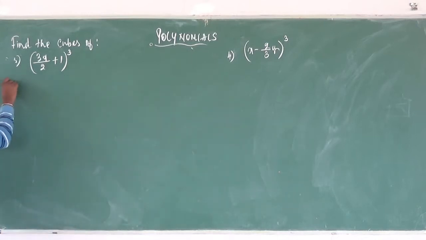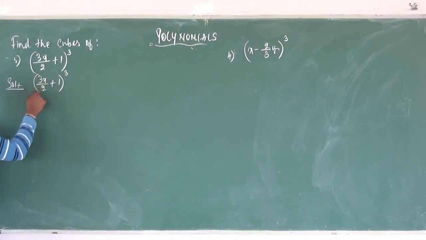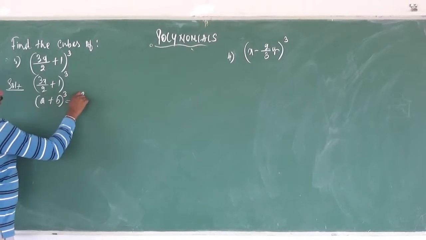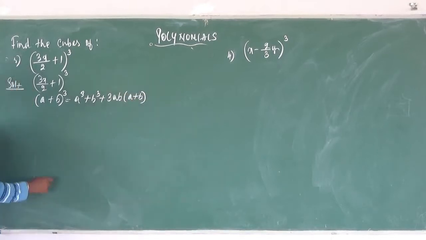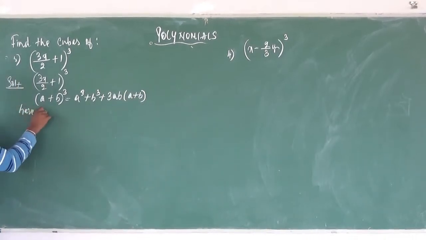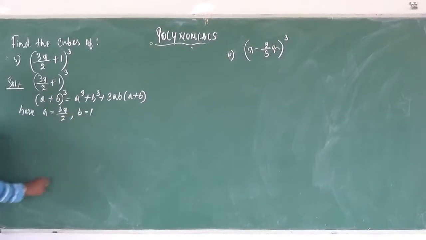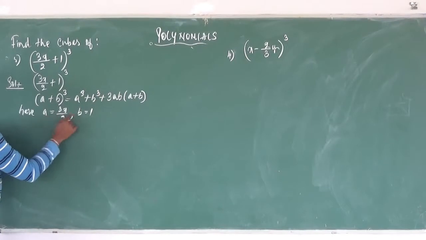Let us go with this. So (3x/2 + 1) whole cube is there. So a appears to be in the form of a fraction, that is 3x/2, and b is 1. In between the terms we have a plus sign, so this looks like (a + b) whole cube, which can be written as a cube plus b cube plus 3ab into (a + b). Let us write down what is a and what is b. So here a is 3x/2 and b is 1. In the formula (a + b) whole cube, we will substitute the values of a and b now.